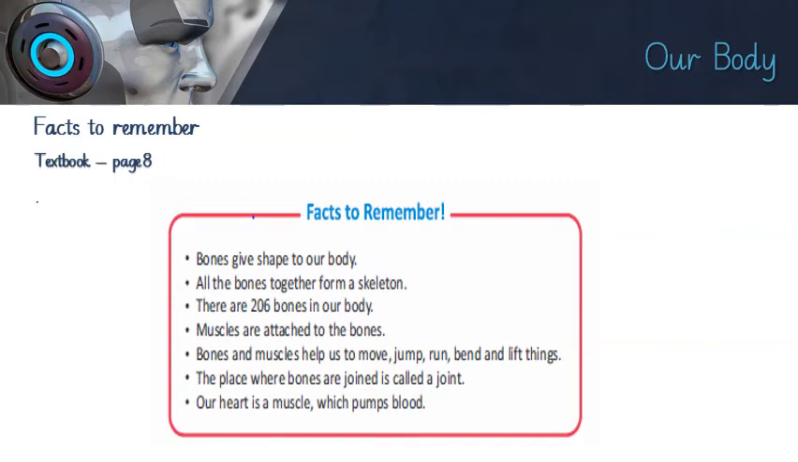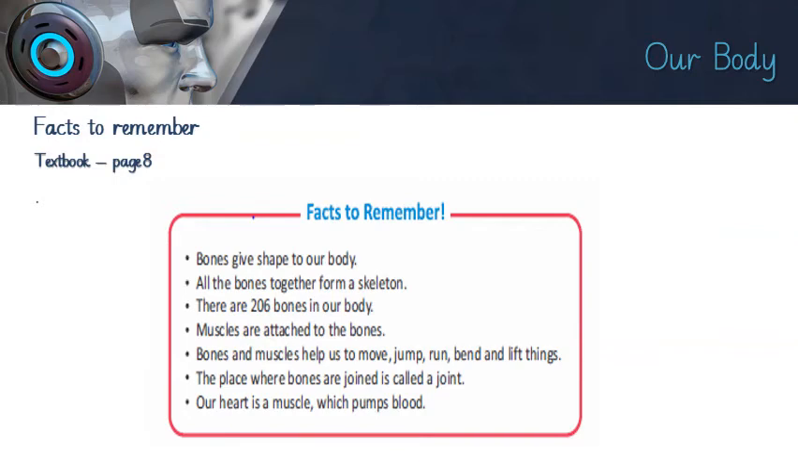Well, as we are over with the chapter, these facts to remember have been taken from page number 8 of science textbook grade 2. These facts contain all of the main points of the whole chapter, and these are very important points, so these are very important to be noted and to be recalled time and again. So let's review. Bones give shape to our body. All the bones together form a skeleton. There are 206 bones in our body.